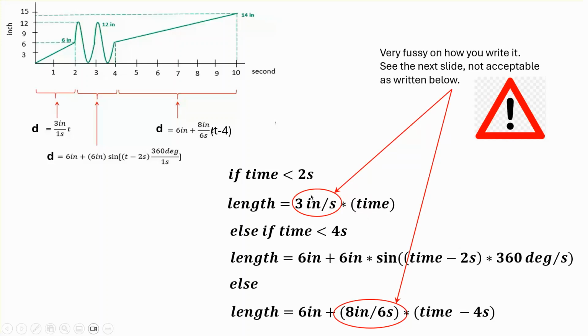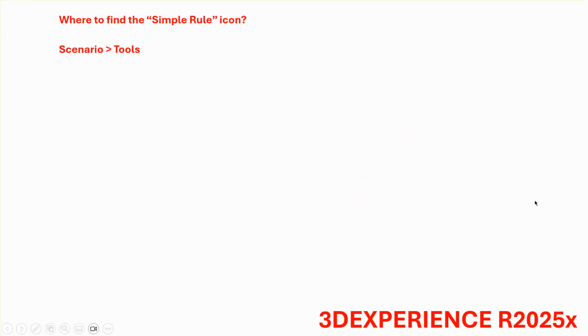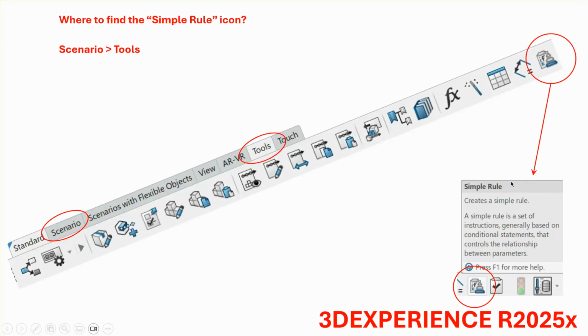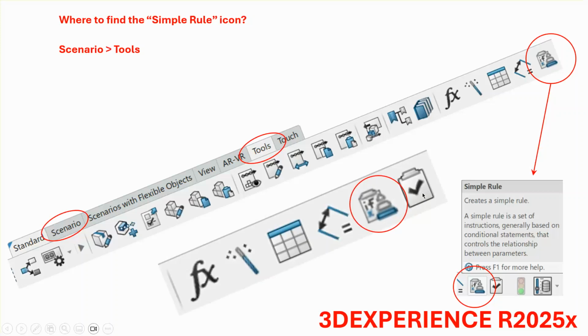Now, the only thing is that this is a pseudocode. You cannot put something like that in the code that you're going to have to write, because it's going to give you a syntax error. So first of all, where do we do this? If you go to the scenario application, or let me put it this way, it's a mechanical system experience application where scenarios can be created. If you look at the Tools tab over here, you see this icon. This icon is the simple rule, so you can write a few lines of code, and it's right there.